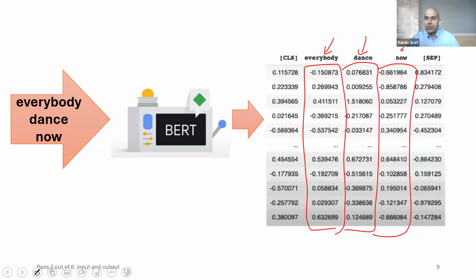We're going to talk more about these special tokens later when we talk about the pre-training and fine-tuning of the BERT model. But for now, you can imagine that the vector representation for CLS can be used as a vector representation for the whole sentence input. So if you want to do sentiment analysis or sentiment classification on the input sentence "everybody dance now," this vector would be useful.